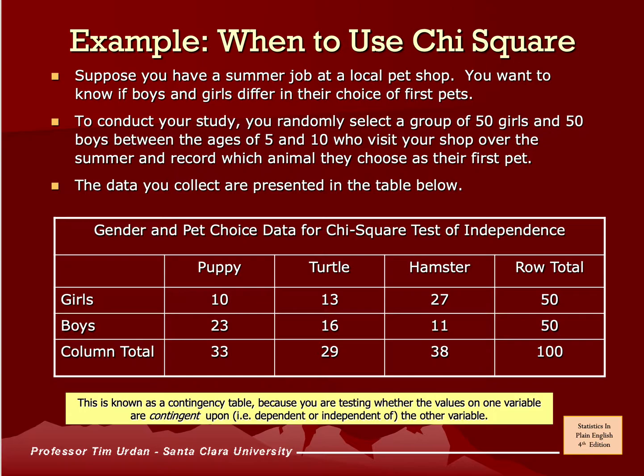Now, the age of 5 to 10 is not a variable here. That's just limiting the population that I'm looking at. So don't confuse age with a variable. I'm still just looking at gender and pet. The data you collect is in the table as shown below. So I've got a nice little table that shows me who selected each thing.